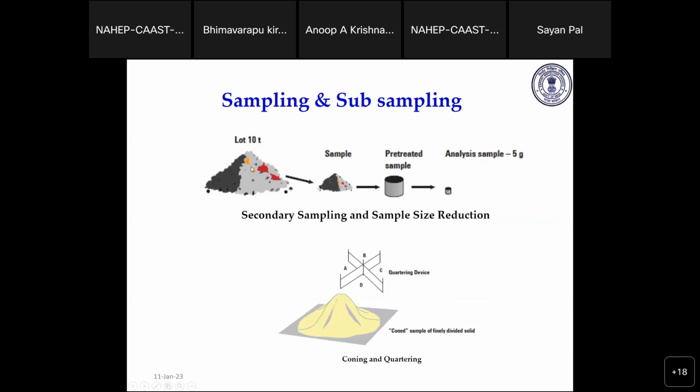Just to give you a representation, we have a big lot from which a small sample is taken, and that sample is further treated or reduced using a subsampling protocol. Some people use coning and quartering if required. Generally, it is used in plant origin products. However, if it is a big animal origin consignment also, where the quantity of the sample taken is more, we can do subsampling, because the analytical portion required is 5 grams to 10 grams. So based on that, we can decide whether subsampling is required after sampling or not.